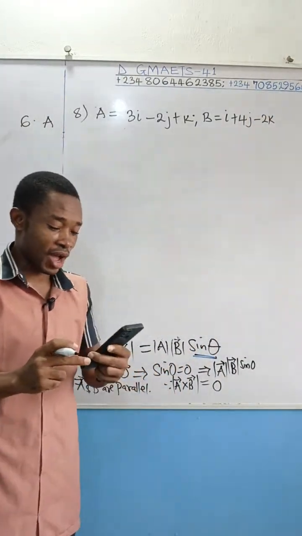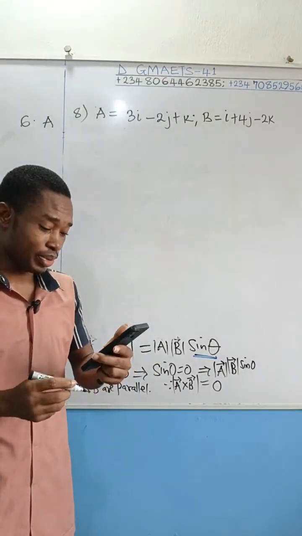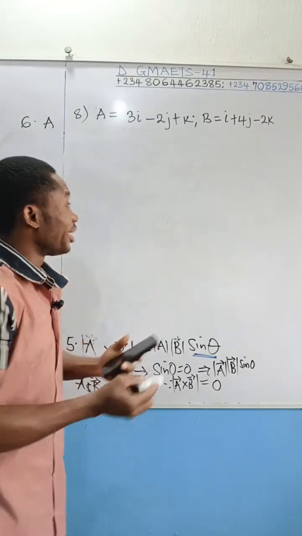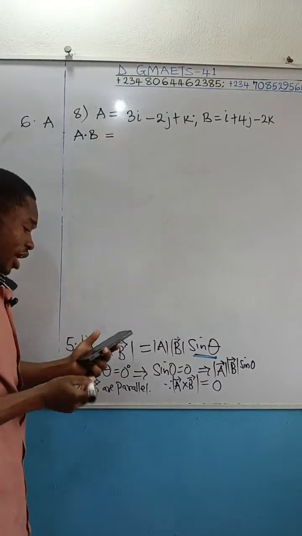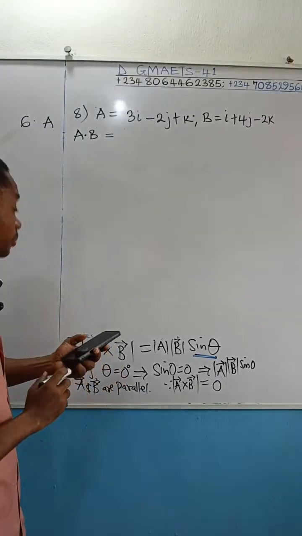Now we are asked to find the dot product of A and B, and then find the angle between them. So I'm going to be fast in obtaining the dot product. Then we'll move on to the angle between them.